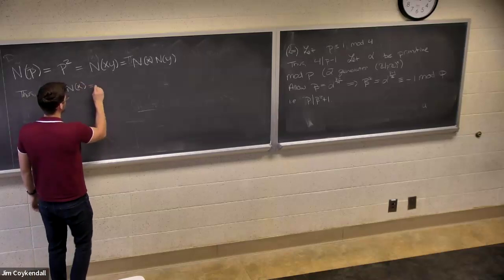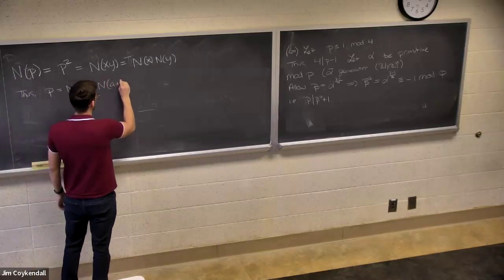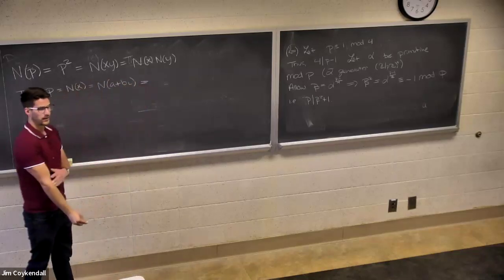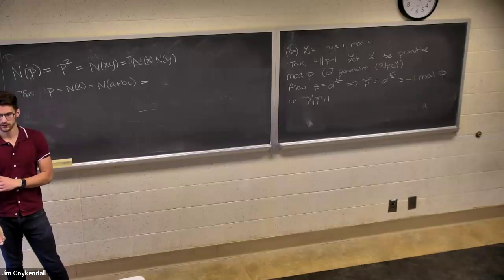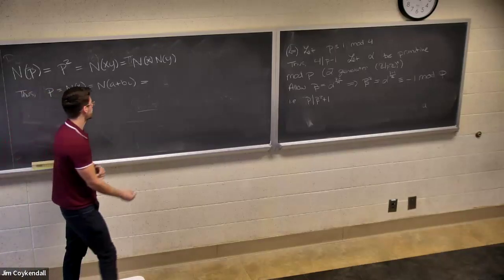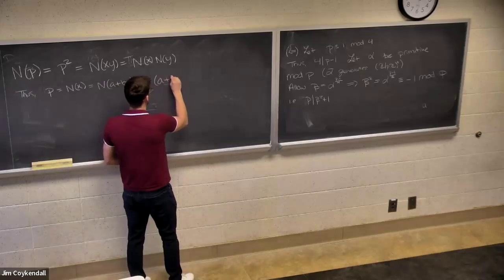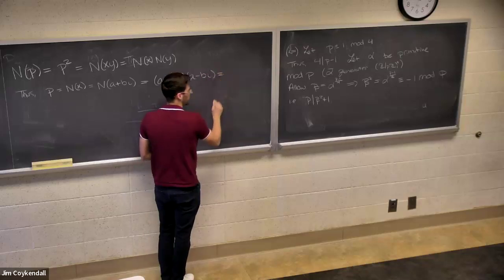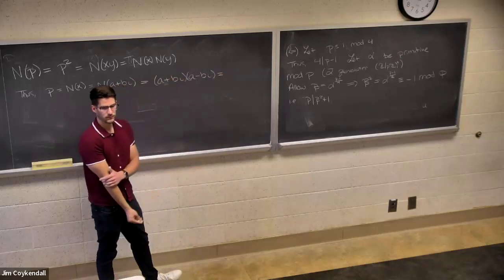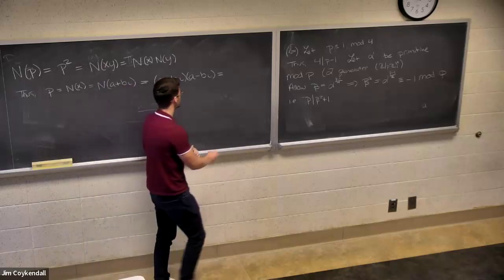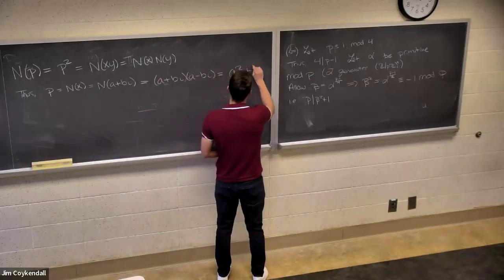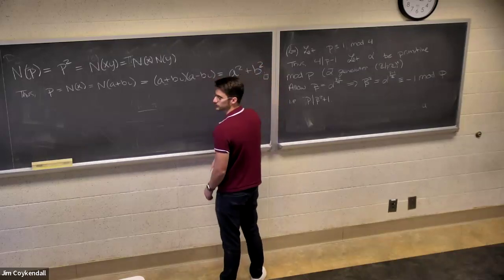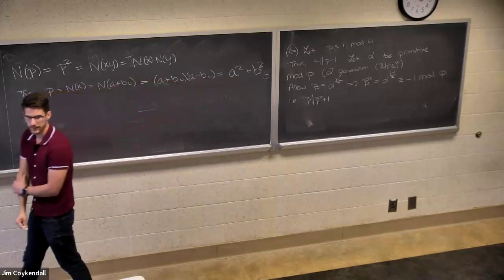Is the norm of some a plus bi in the Gaussian integers. What is the norm of a plus bi? Right. Multiply it by its complex conjugate, which is just what? That's it.